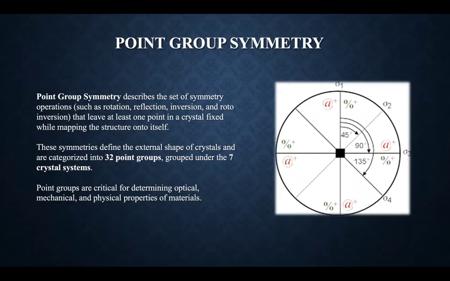In the picture you can see this is a unit cell. This is a center point, a fixed point where rotation takes place. It's a circle which has four quadrants, from 0 degrees to 360 degrees. A few major examples of this point group symmetry we'll see in the future slides.